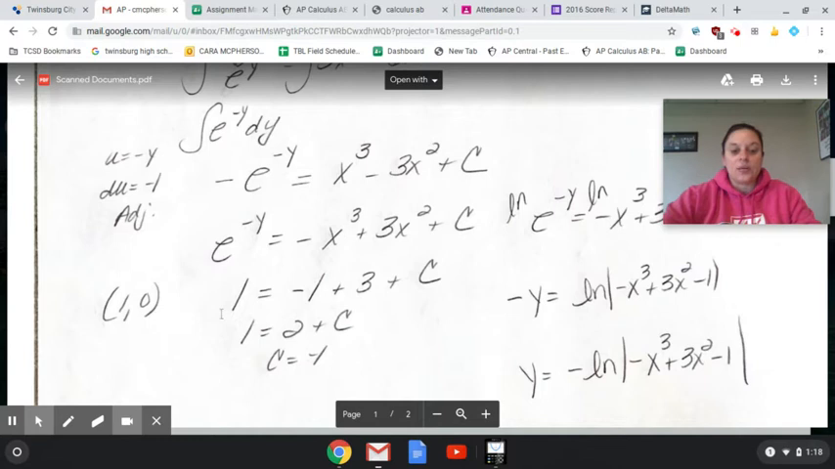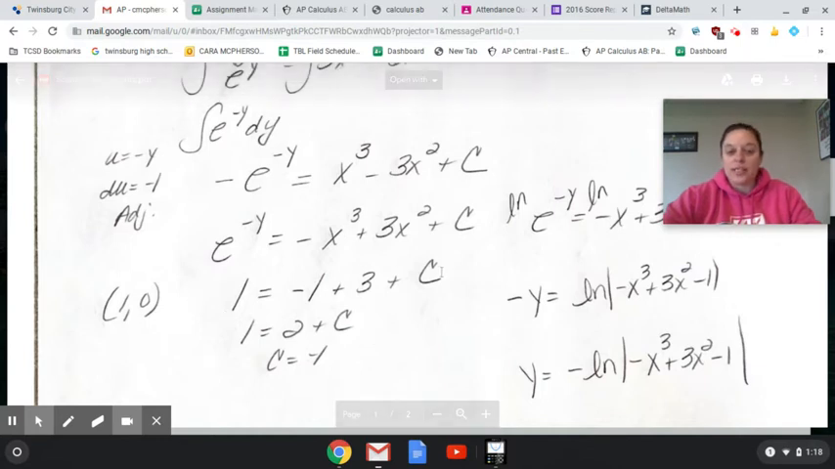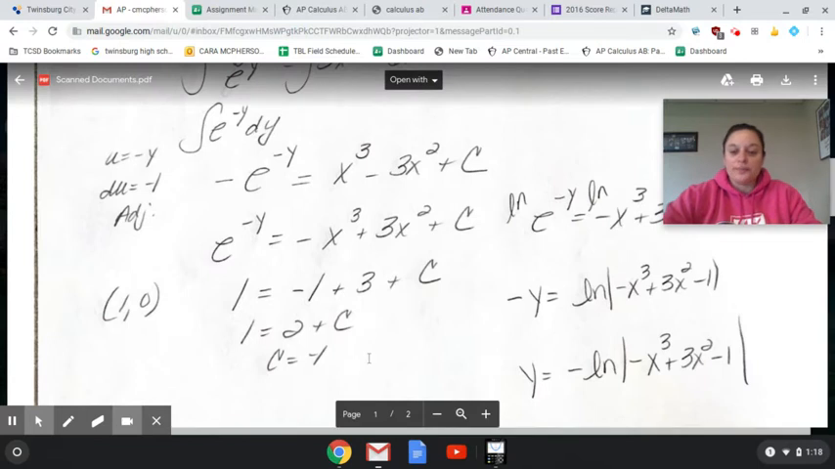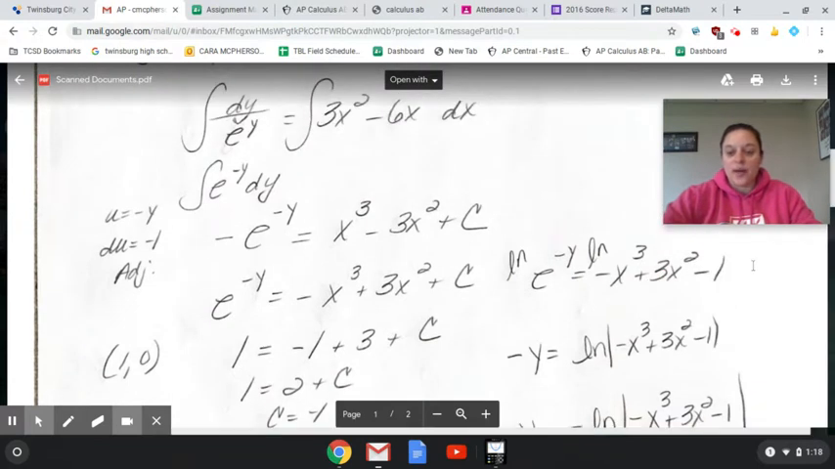E to the 0 is 1. That's why I have a 1 here. And then I put 1s all over here. And I got c to be -1. So then I come over here. So I have this work here.